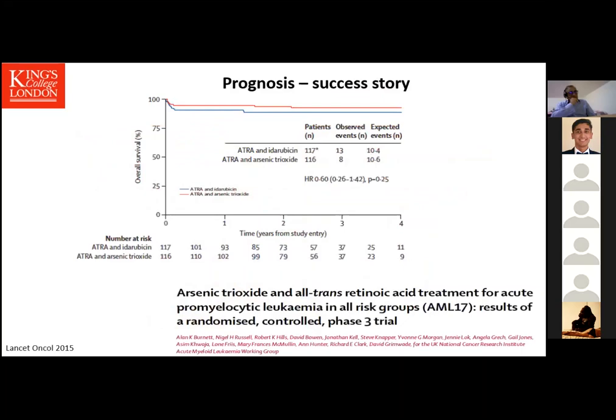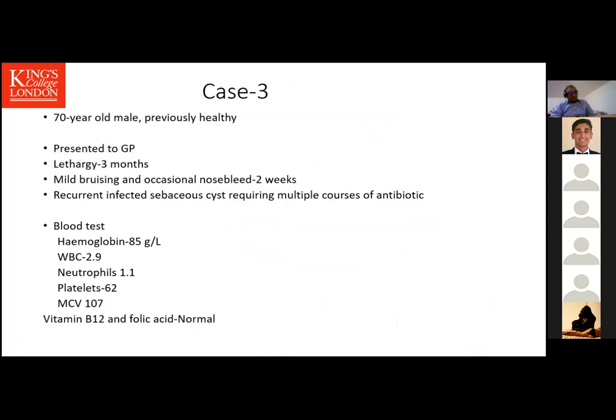Prognosis of APML is extremely good with the ATRA and also arsenic trioxide. You also add some chemotherapy, and these patients would not need a transplant. These patients can be cured forever. It's a very high cure rate for these patients.